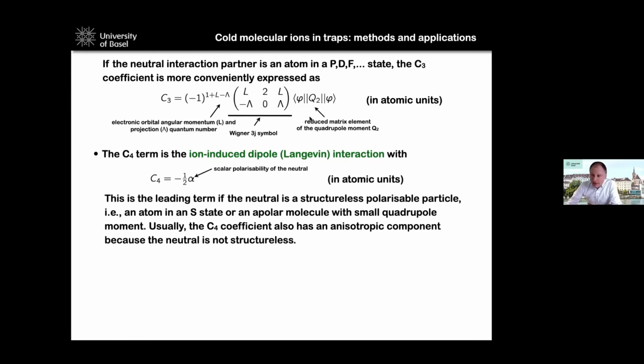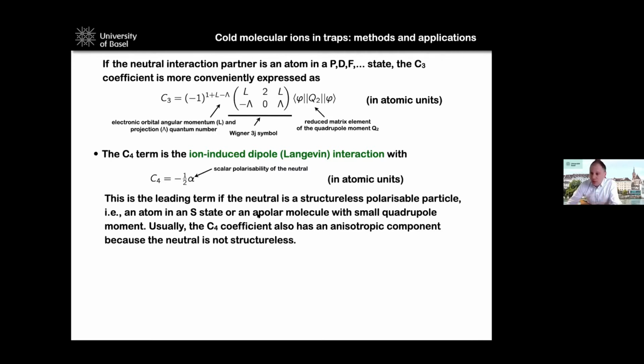If neither of these terms applies, then the next leading term is the C4 term. And this arises because of an ion-induced dipole interaction. And this is the leading term if the neutral counterpart is a structureless polarizable particle, say an atom in an S state.